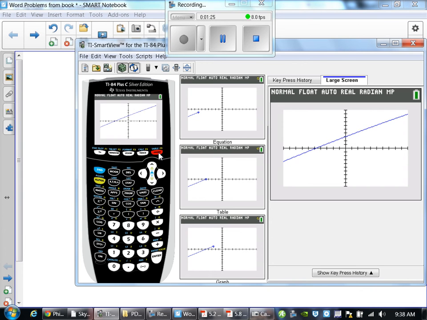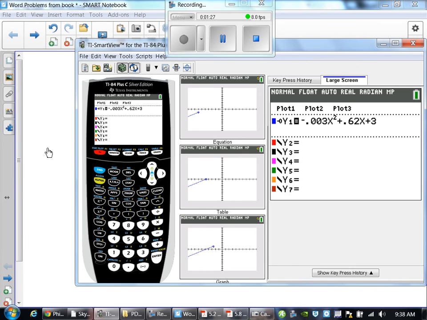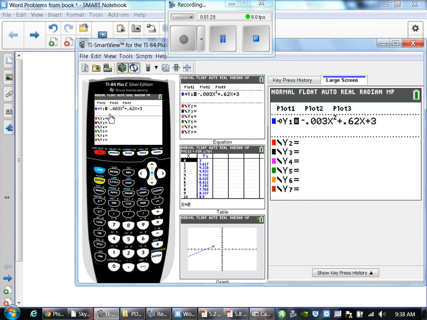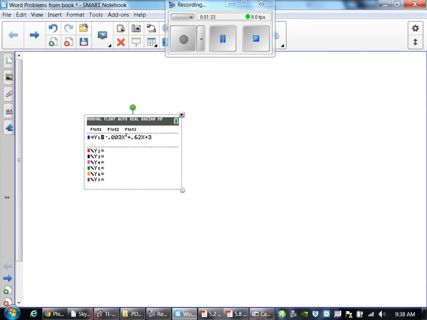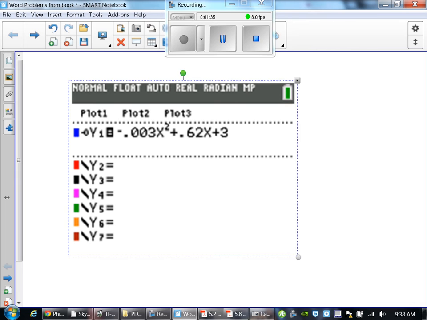So, let me pull this out so you can see it. We're all good. Here's what I threw in the graph: negative 0.003 x squared plus 0.62 x plus 3.